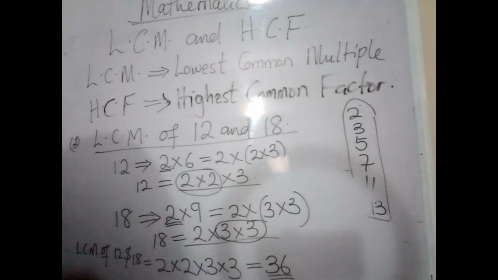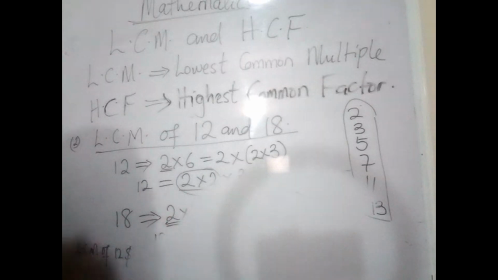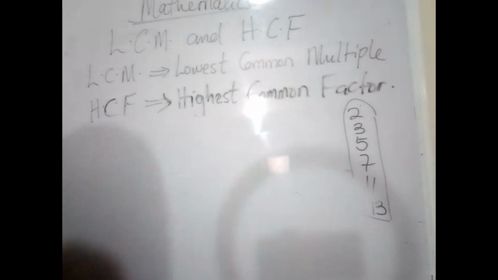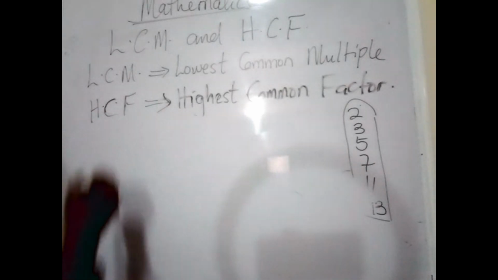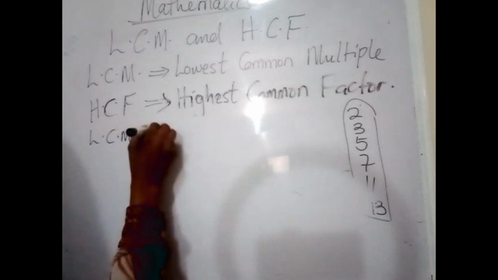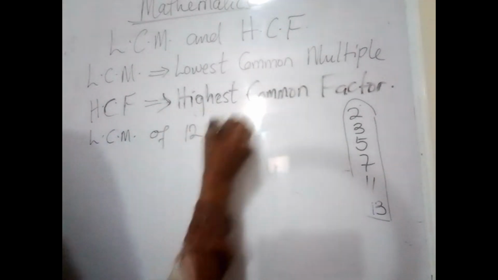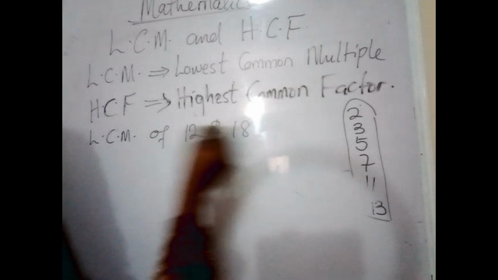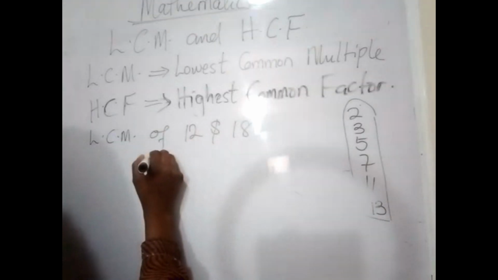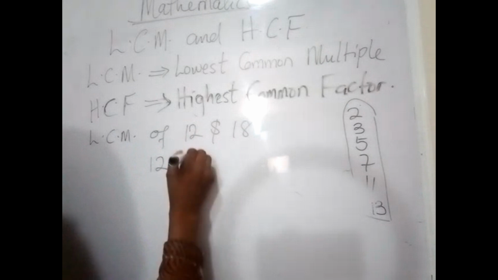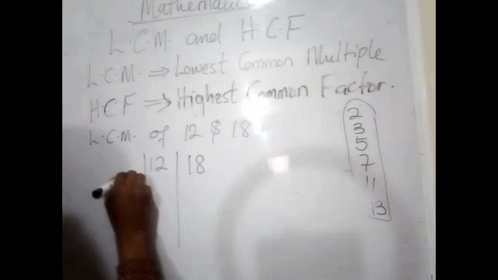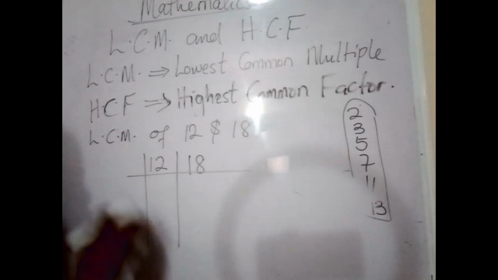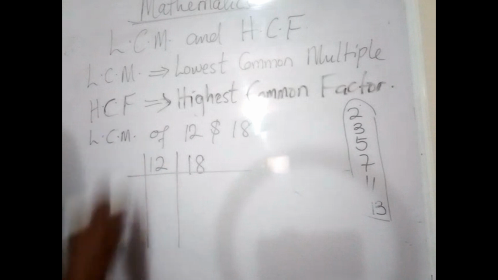Now let's look at the long division method. Let's still use the same numbers, 12 and 18. LCM of 12 and 18. Now, please, let's pay attention. So to get the LCM of these two numbers, what you do is you write 12 and you write 18. Okay, you roll like that. Okay, please take notes. This is how you write out the numbers and you draw this out.